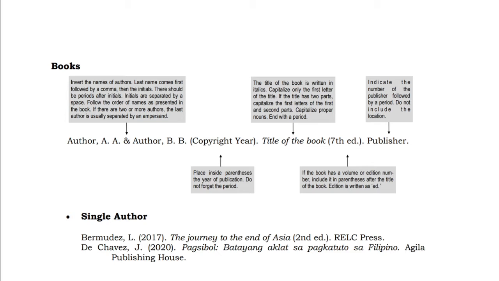If the book has a volume or edition number, include it in parentheses after the title of the book. Edition is written as ed. Indicate the name of the publisher followed by a period. Do not include the location.